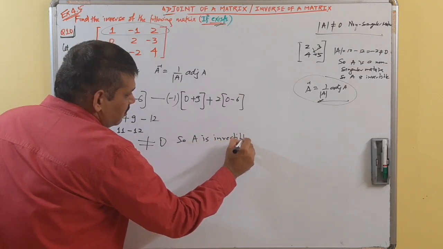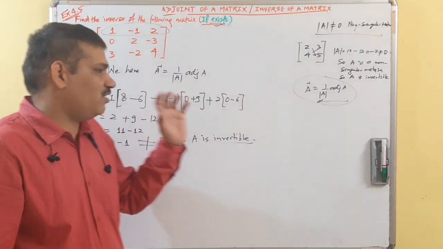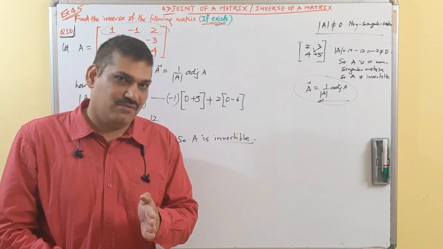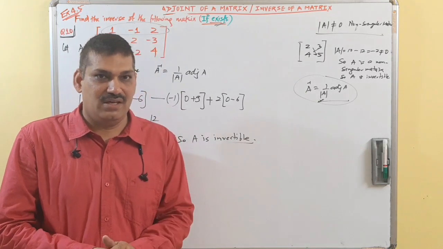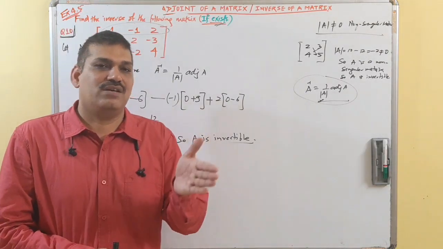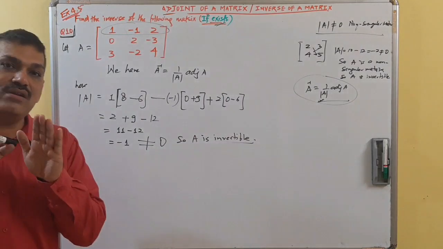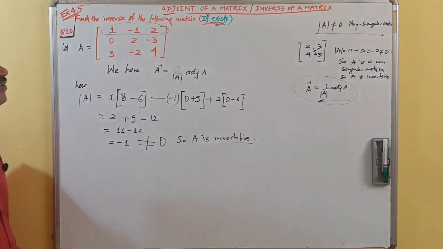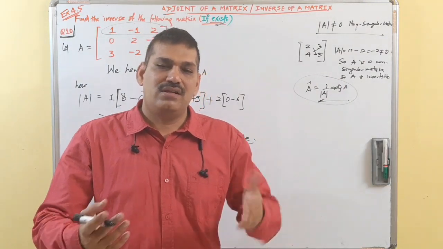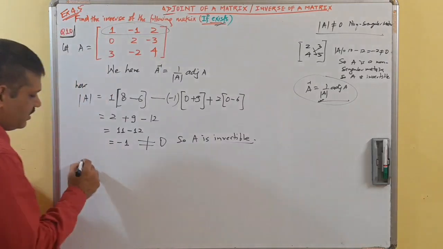Mind it, whenever we are to find A inverse, first of all we must find the determinant of A. If the determinant of A is non-zero, then only we will proceed. Otherwise, if determinant A is 0, we will say it is non-invertible. Now, we need to find the adjoint A. What is adjoint A? The transpose of the cofactor matrix. Now, let's see how the cofactors are found.